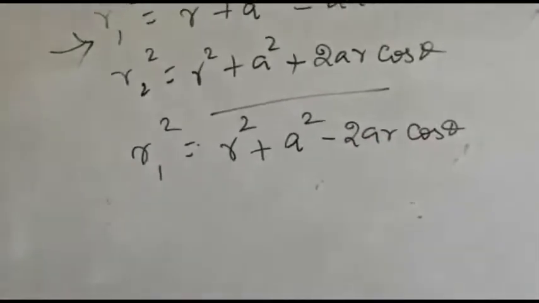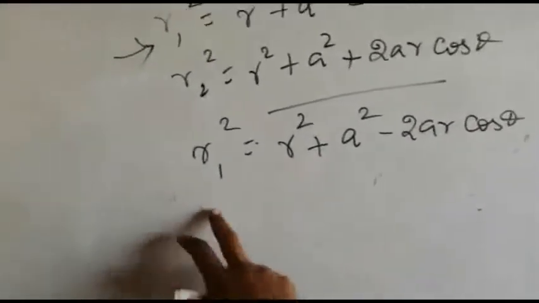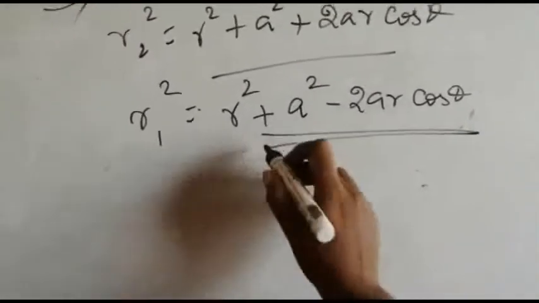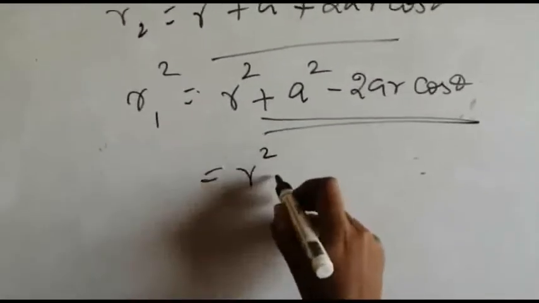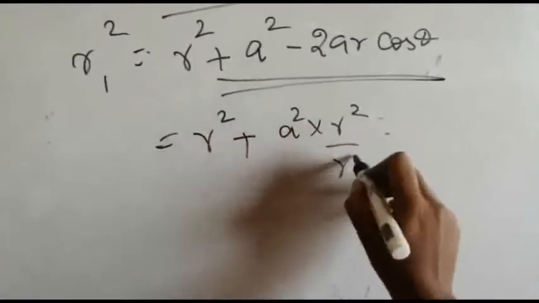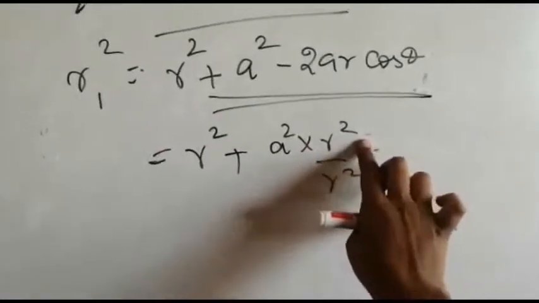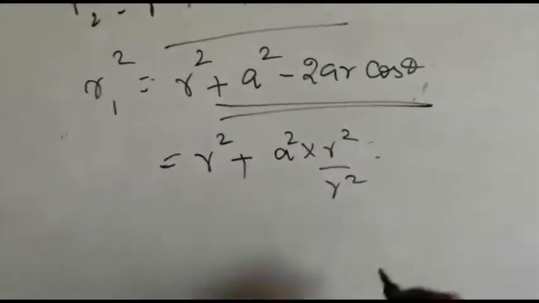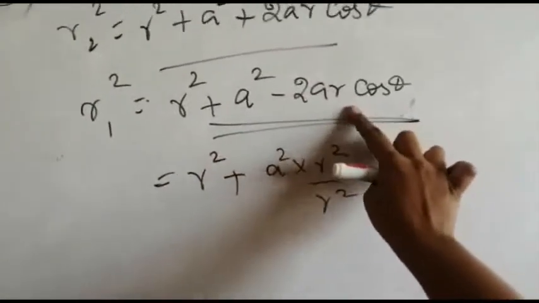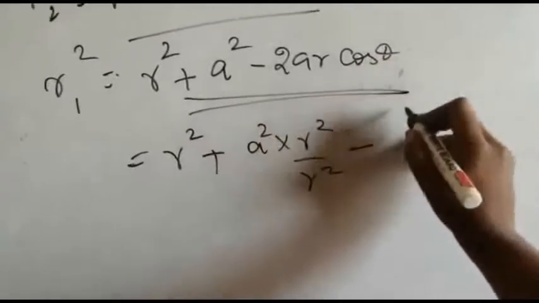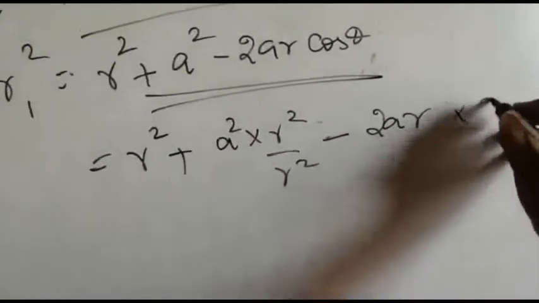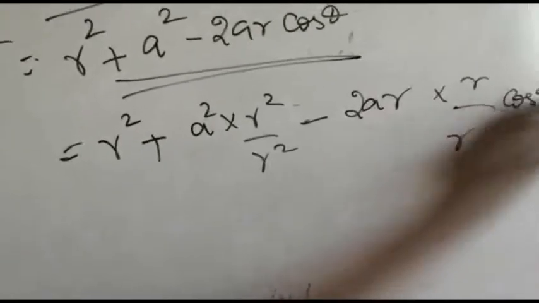In this, I have to bring this R square out. So I need R square in all the terms. So for that, see R square. Here I need R square, so it is A square into R square by R square. I am multiplying this term by R square and dividing by R square. And here I want R square. I already have one R, so simply multiply by r and divide by r. So for this term it is minus 2ar into r by r cos theta.